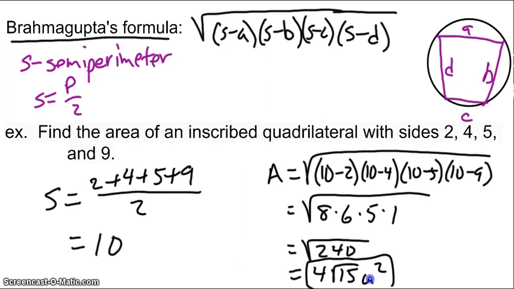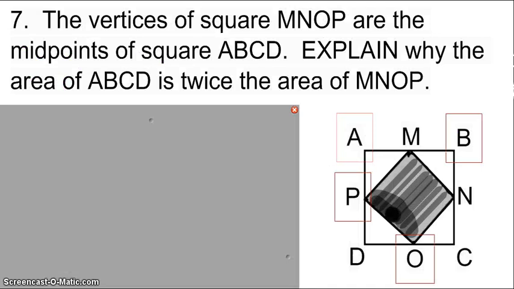Okay. For class tomorrow, I'd like you to take a look at this question, number 7. It says the vertices of square MNOP are the midpoints of square ABCD. Explain why the area of ABCD is twice the area of MNOP. And this is supposed to be shaded in just to highlight that square in the middle. I know it looks a little bit different there. The shading did not turn out well. But contemplate this, come in with the answer tomorrow so we can have a discussion about it in class.